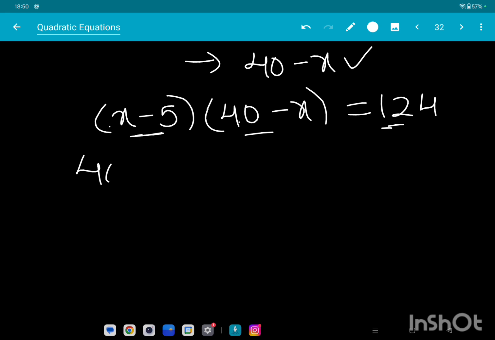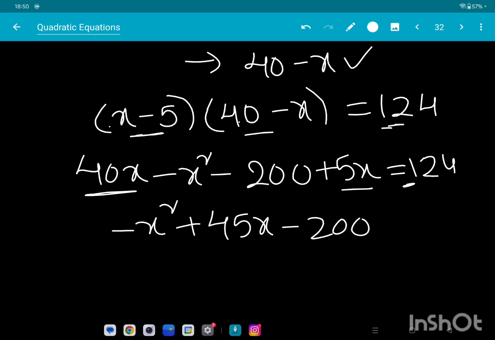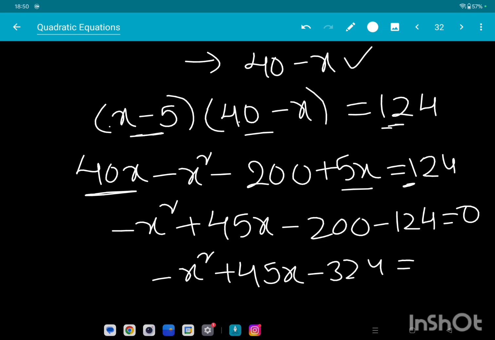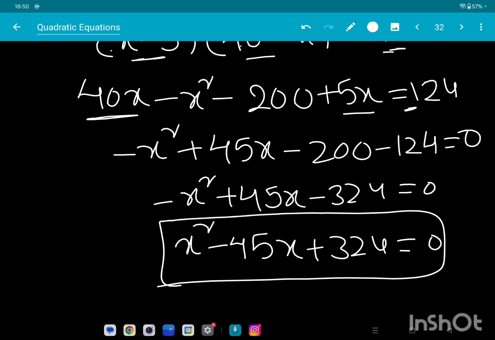x into 40 is 40x, x into minus x is minus x square, minus 5 4s are 20, 5 zeros are 0, minus 200, minus into minus plus 5x is equal to 124. If I solve this, then what will I get? Here minus x square, and here 40x and 5x, it will become 45x minus 200. This plus 124 will come to this side and it will become minus 124. Then minus x square plus 45x minus 324 is equal to 0. If I multiply the whole equation with minus, then what will I get? x square minus 45x plus 324 is equal to 0. This is the quadratic equation I got by solving the previous problem.